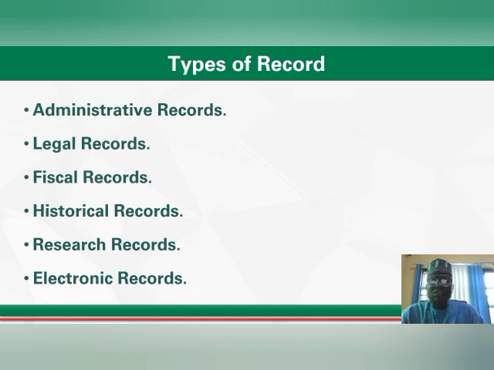Now let's look at the types of records that we have. We have administrative records. We have legal records. There are other records we call physical records, historical records, research records, and of course electronic records.